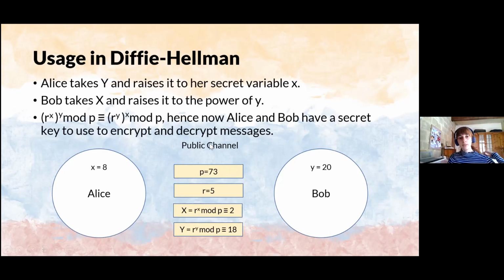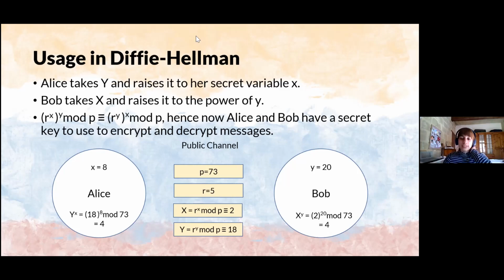Then what they do is Alice takes Bob's output and raises it to her secret power, and Bob takes Alice's output and raises it to his. These are both public knowledge. So Alice can take y and raise it to the x, and Bob can take x and raise it to the y. What they get is the same answer, because r to the x to the y is the same as r to the y to the x mod p. So now they have the secret key.